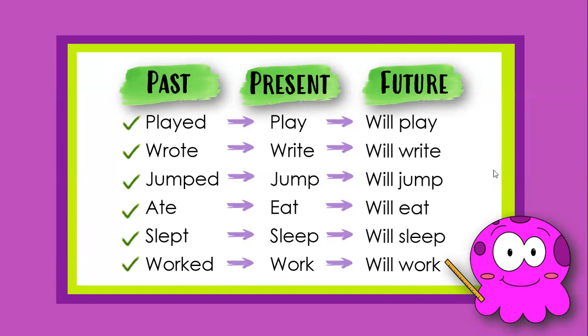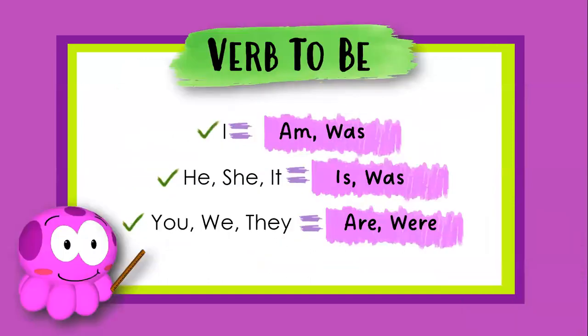So notice that for all the future tense verbs, you start with the word will and then just write the present form of the verb. And that makes it a future tense verb. This is simple future verbs, okay?